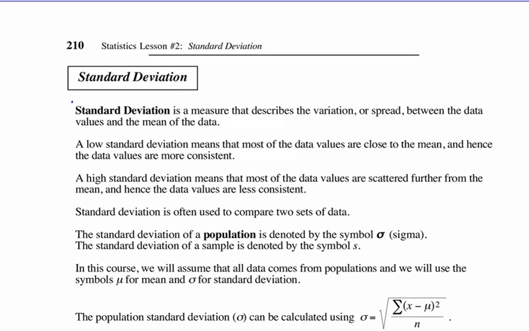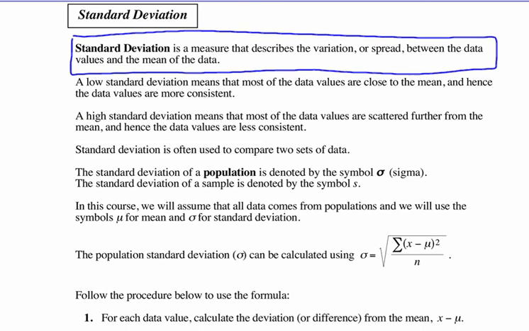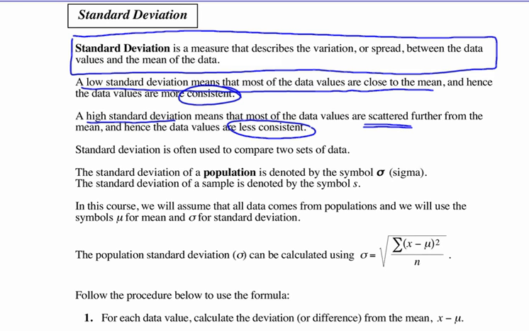So here's a definition. Standard deviation is a measure that describes the variation or spread between the data and the mean data. A low standard deviation means that most of the data values are close to the mean. This is usually really good. It means that things are consistent. We want consistent. High standard deviations mean our values are not very consistent because they're very spread out. They're very scattered. It's often used to compare two sets of data. The standard deviation of a population is sigma, and that's what we're going to use. We're not going to use the s.